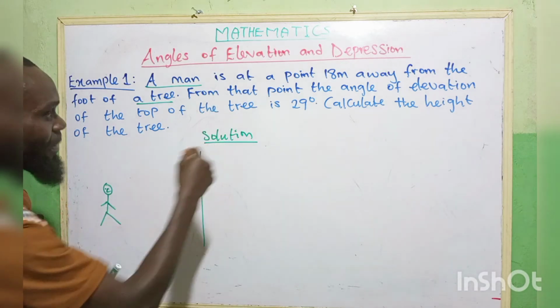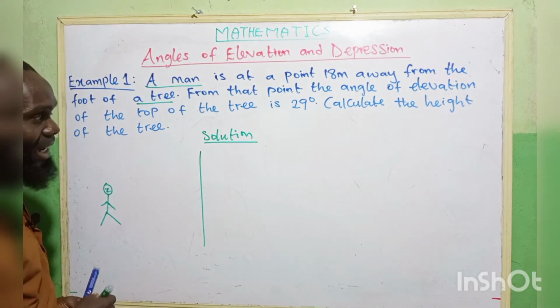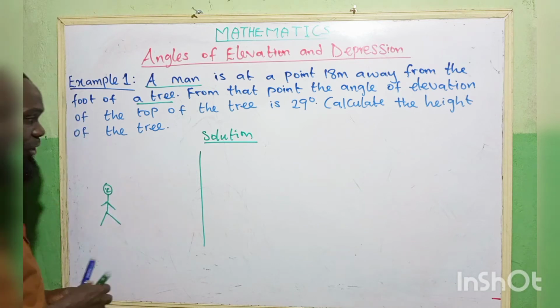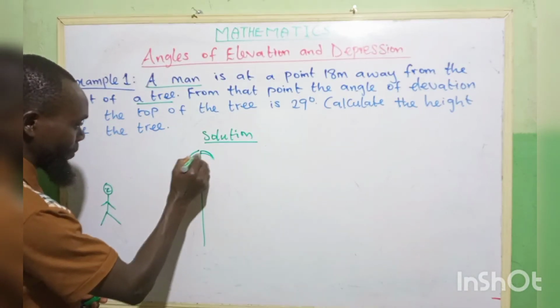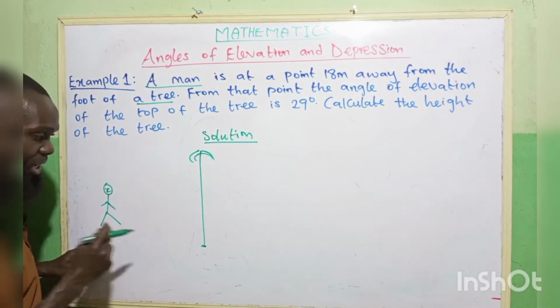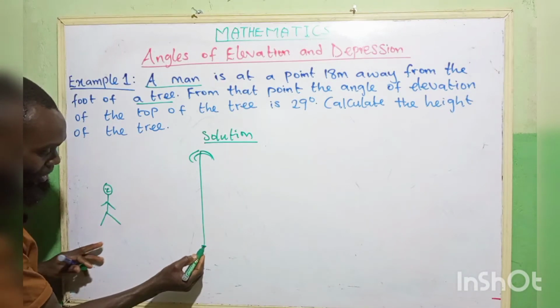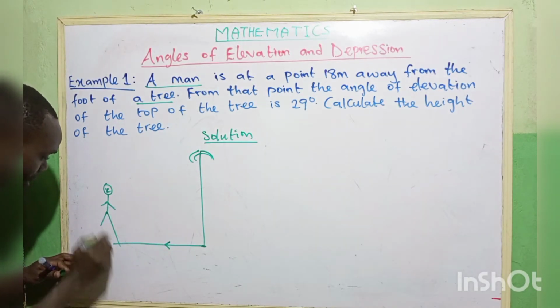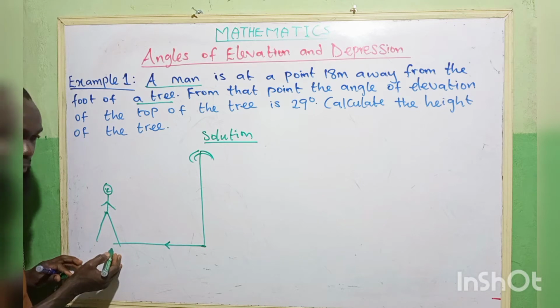Now, a man is at a point 18 meters away from the foot of a tree. Let us identify the foot of a tree. If this is our tree, this is the foot of the tree. This man is 18 meters away from this foot. Away is coming like this. Let us use an arrow. So this man is 18 meters away.